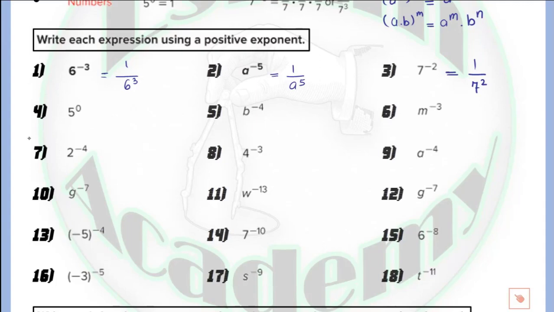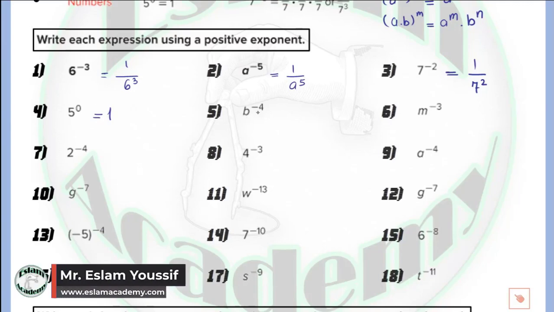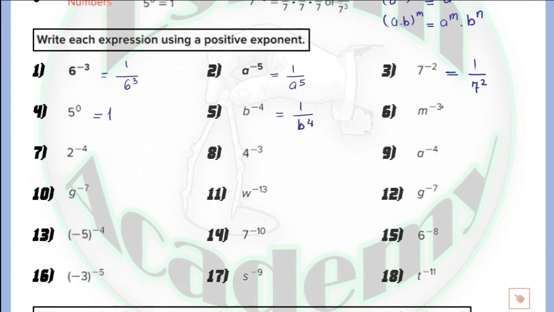5 raised to the power 0. We said before, any number raised to the power 0, the answer now will be equal to 1, and this number cannot be equal to 0. b to the power negative 4. So it will be equal to 1 over b to the power 4. m to the power negative 3. So the answer now will be equal to 1 over m to the power 3.